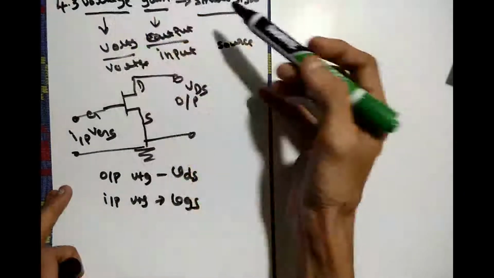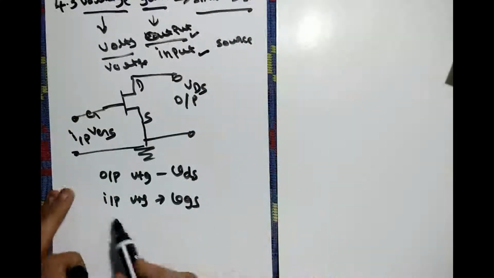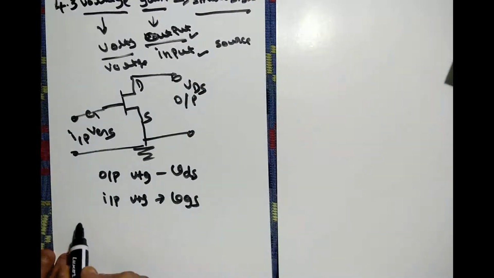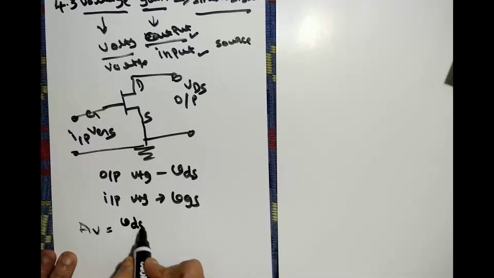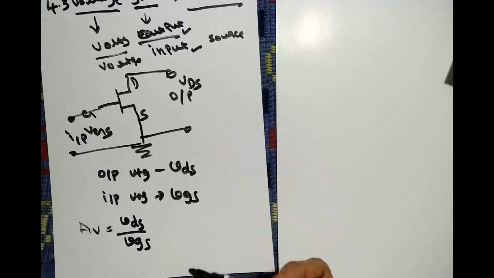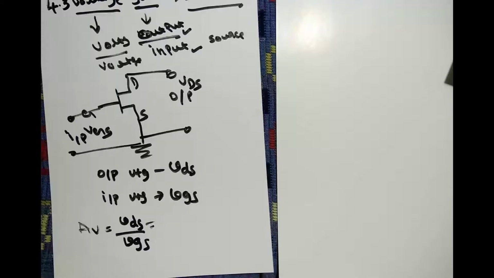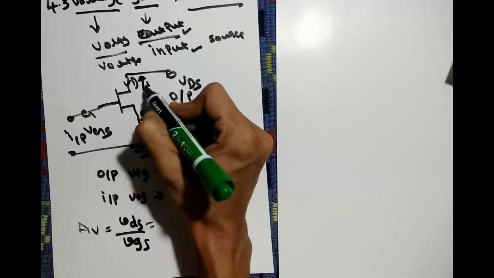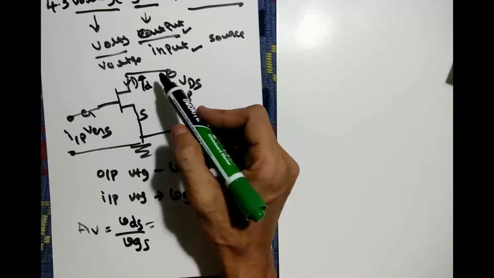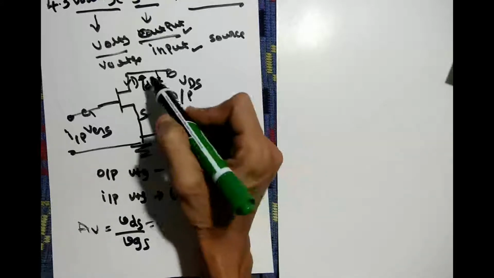Now the voltage gain is nothing but voltage output divided by voltage input. The gain is always denoted as AV, which is equal to VDS divided by VGS. Both are AC signals, output voltage divided by input voltage. So in this case, what is VDS actually? VDS is nothing but the current going through here, ID, and usually we have a particular resistance on the output side, which we call RD.